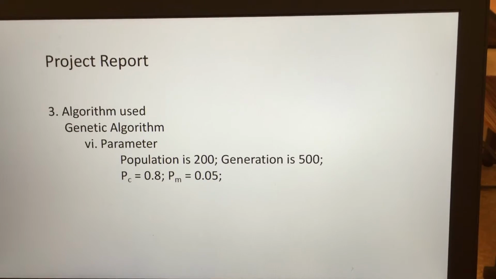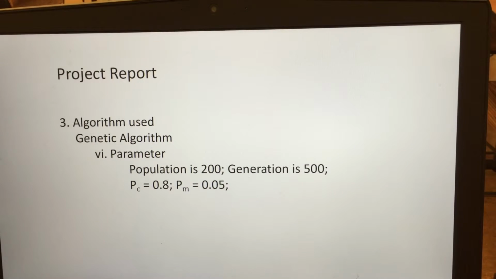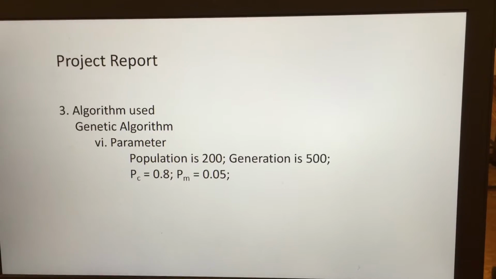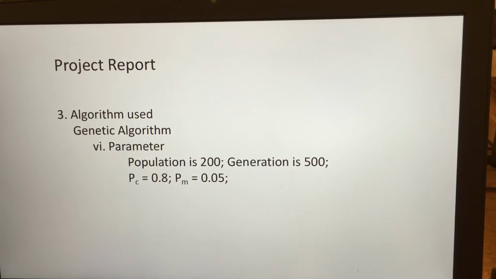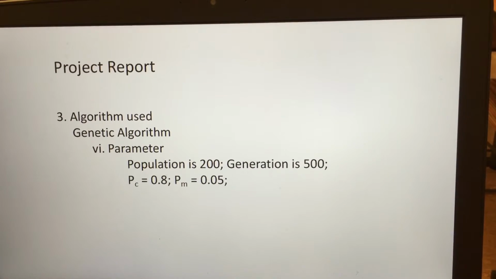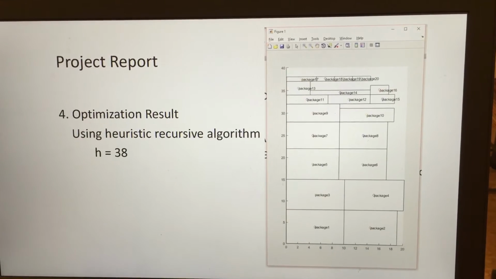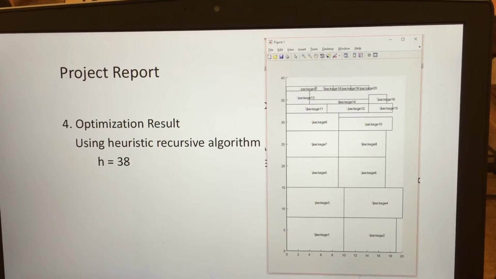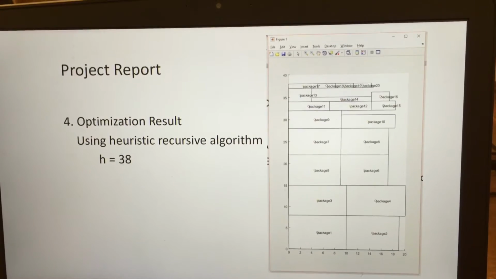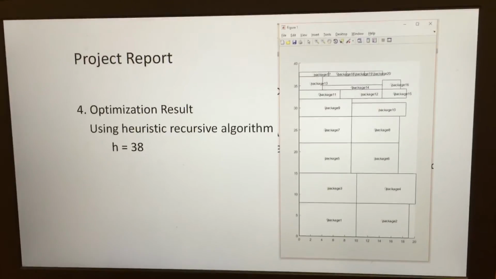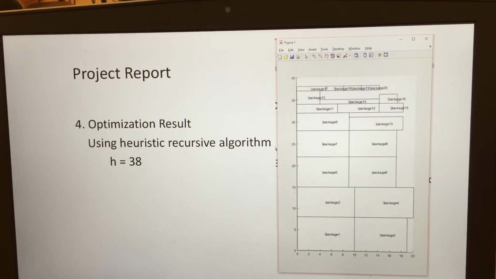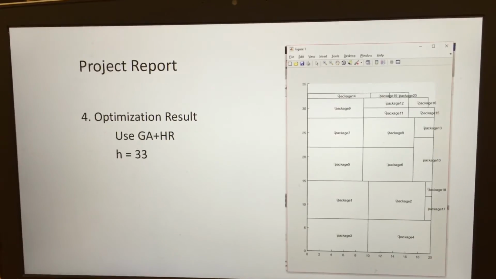And here are my parameters for the genetic algorithm. Population is 200, generation is 500, and PC equals 0.8, PM equals 0.05. Here's my result. I use the heuristic recursive algorithm to get a result, and this plot is how I set in all of the packages. And H is equal to 38.